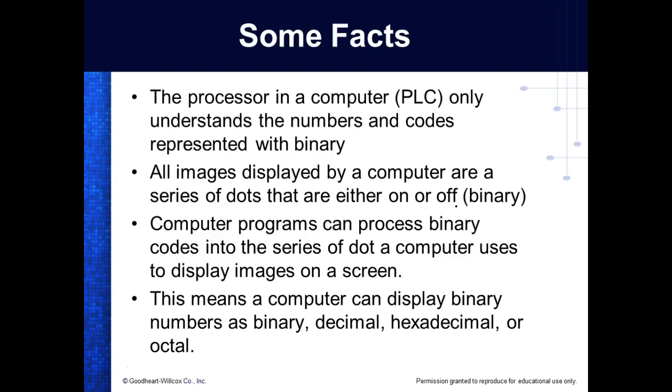Computer programs can process binary codes into what? A series of dots that the computer uses to display images on the screen. This means the computer can display binary, it can display decimal, it can display hexadecimal. It all depends on the application that's running that puts those dots up on the screen. Very okay.